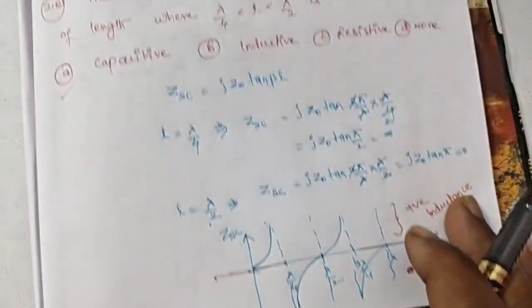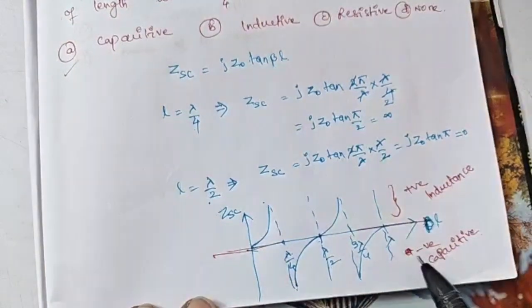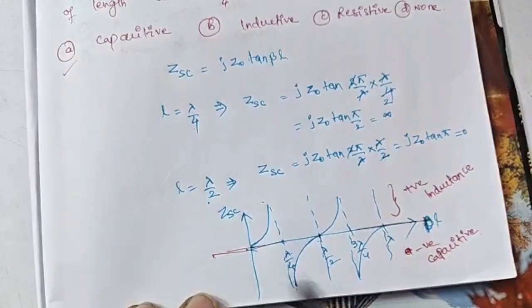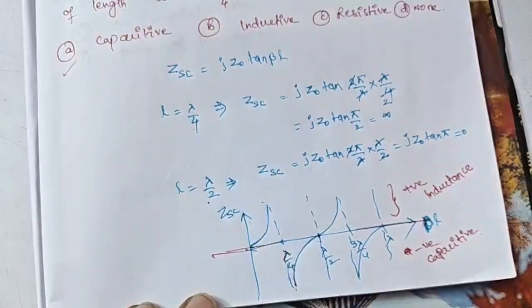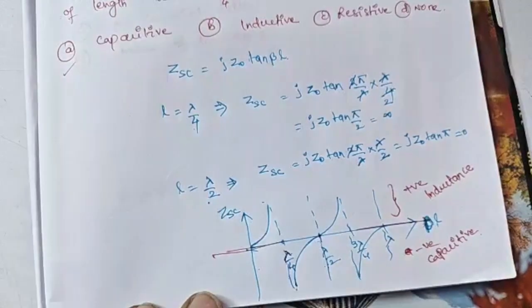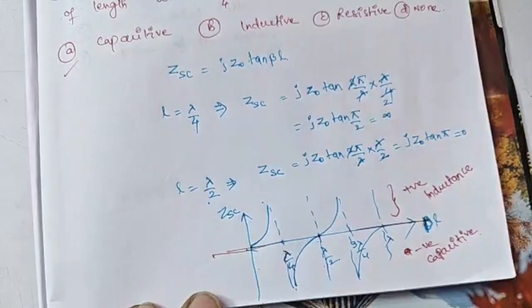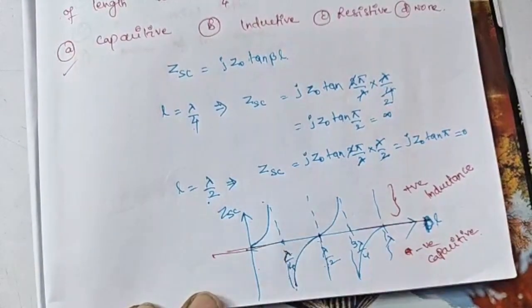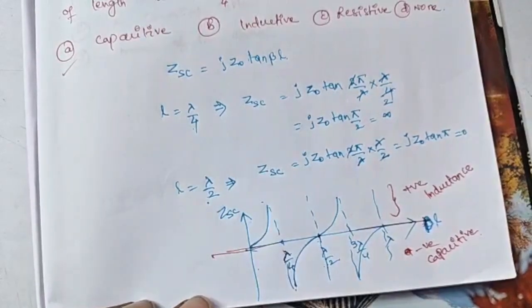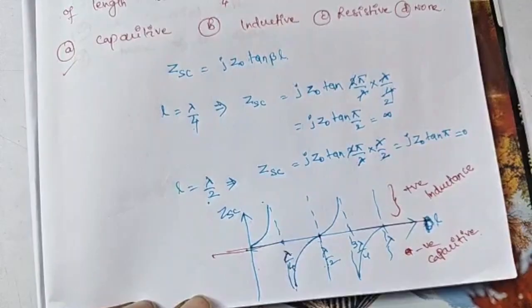See, this diagram is very important. Based on this diagram, most of the time they ask in previous year questions. Either they ask what is the nature of the short circuited impedance if the length of the line is in between 0 to lambda by 4, or lambda by 4 to lambda by 2, or lambda by 2 to 3 lambda by 4. Similarly, we can have the open circuited impedance also. The same diagram applies, just reversed. Whenever the question comes, I will explain the open circuit impedance also. Thank you.